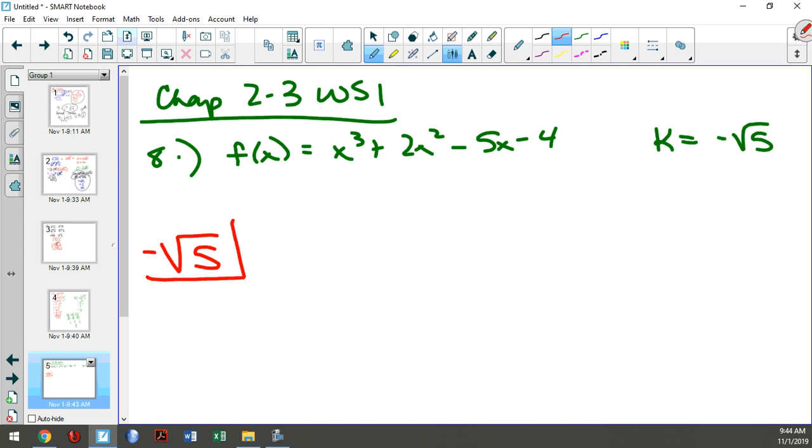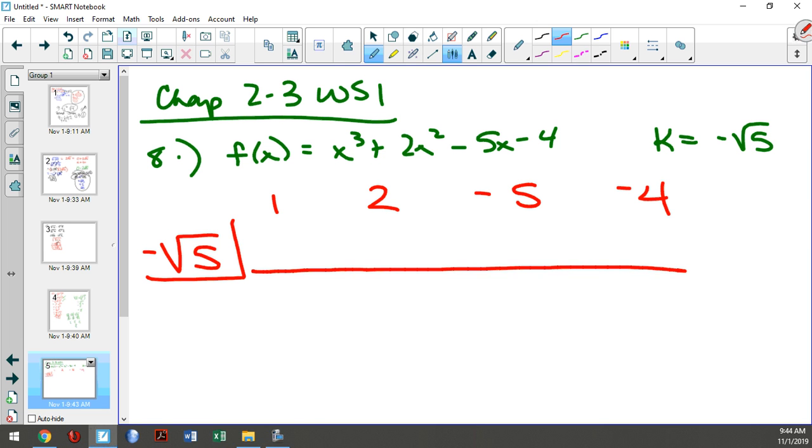Now I'm going to go ahead and bring down the coefficients. 1x cubed, 2x squared, minus 5, minus 4. And I'm going to leave some space. The reason why I'm leaving some space is because that's a square root, right? Whenever we're dealing with square roots and we have to multiply, we're probably going to have a rational and an irrational part of that root. Okay? So if I drop down the 1, this is going to be negative square root of 5 here. So that is going to give me this. Do we see that? Yes or no?